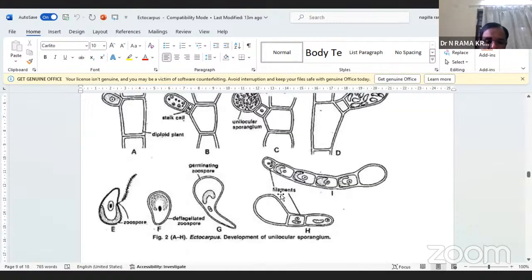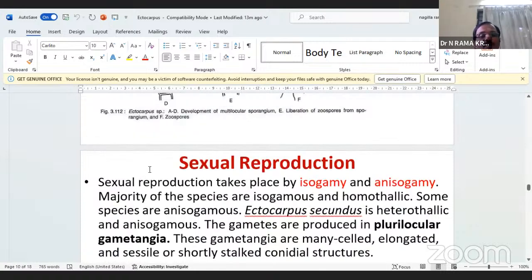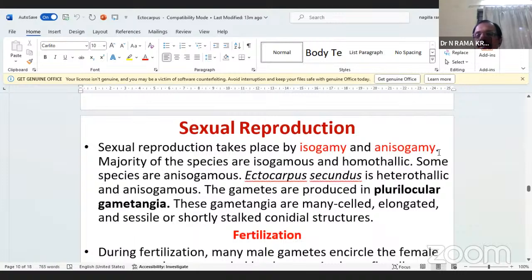Next is the sexual reproduction system. Sexual reproduction takes place by isogamy and anisogamy, which we know very well. The plurilocular sporangia produce gametes. The sexual reproduction takes place by the fusion of two biflagellate motile gametes. The gametes are produced in plurilocular gametangia in the gametophytic plant, which is morphologically identical to the sporophytic plant.